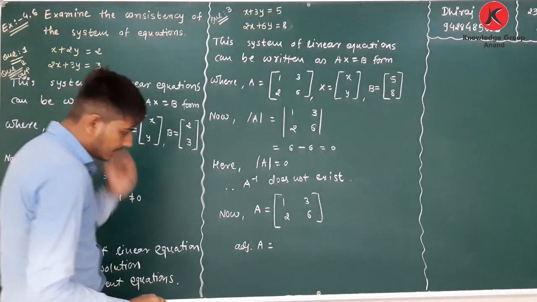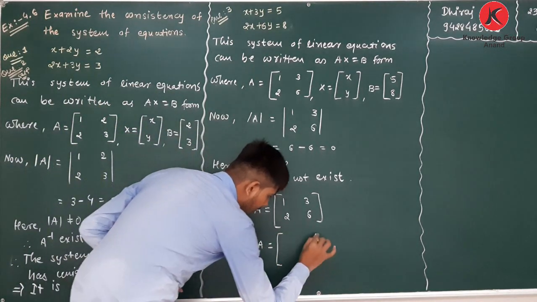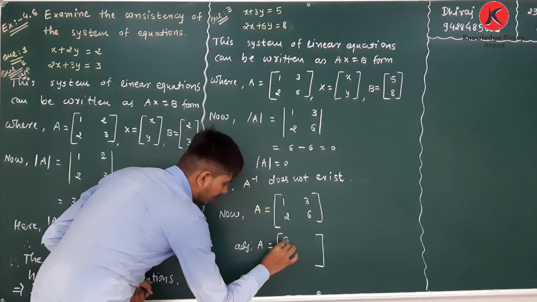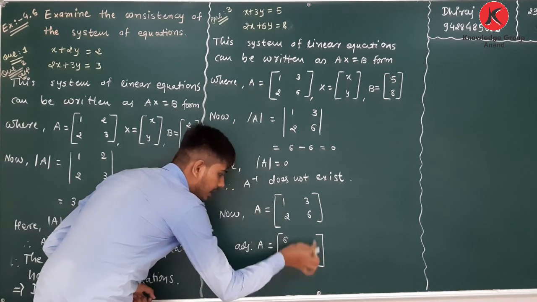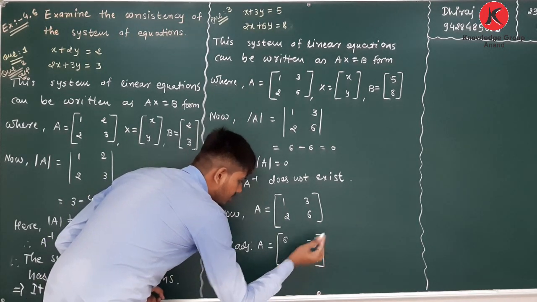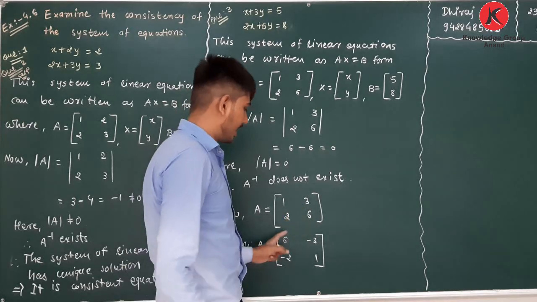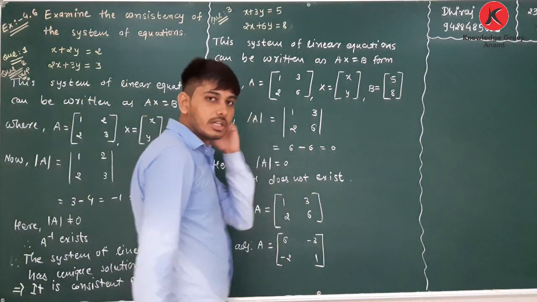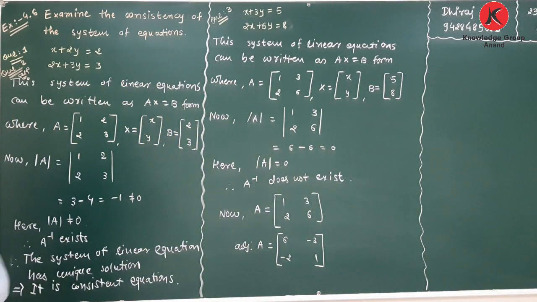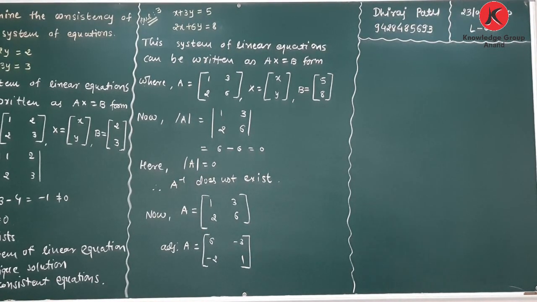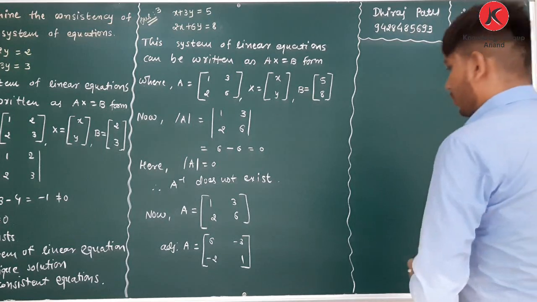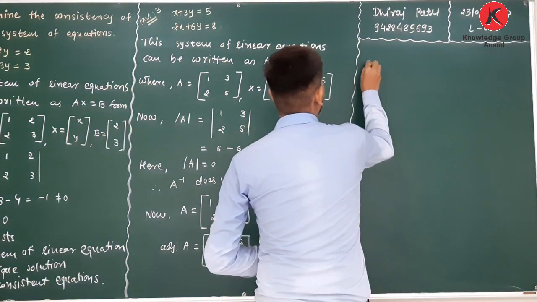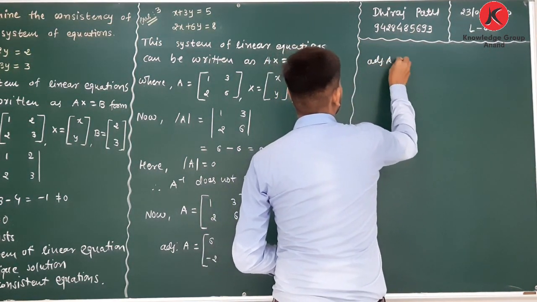Adjoint of A will be: interchange the elements of the forward diagonal and change the sign of the elements of the backward diagonal. This is your adjoint of A. Okay, now we have to obtain the adjoint of A into matrix B. Now find adjoint of A into B.